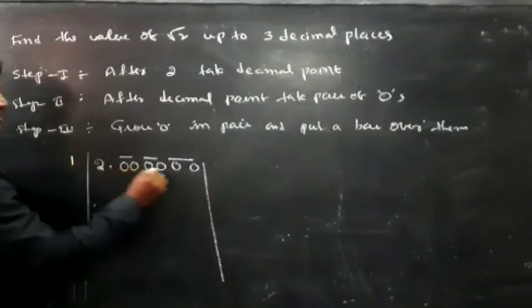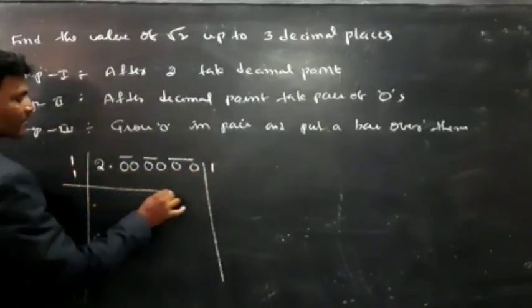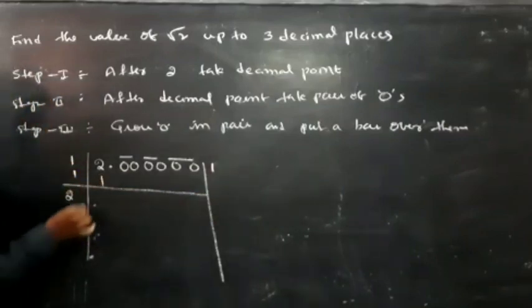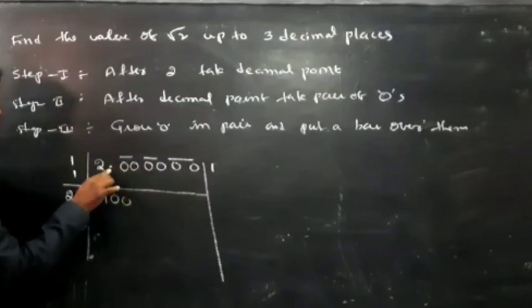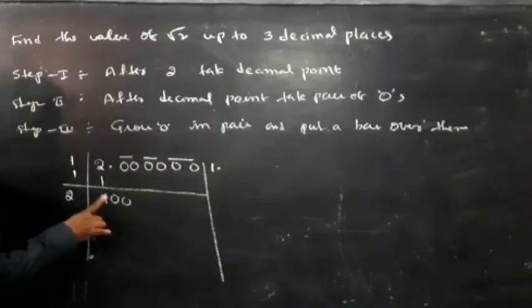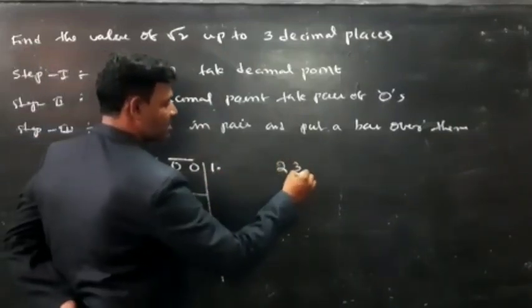Now 1 1 is a 1. 1 plus 1 is 2. 1 1 is a 1. So 2 minus 1, 1. After that take 2 zeros. Keep the decimal point here. Next, 100 you have to divide with 2. So take 2 beside and check with numbers.